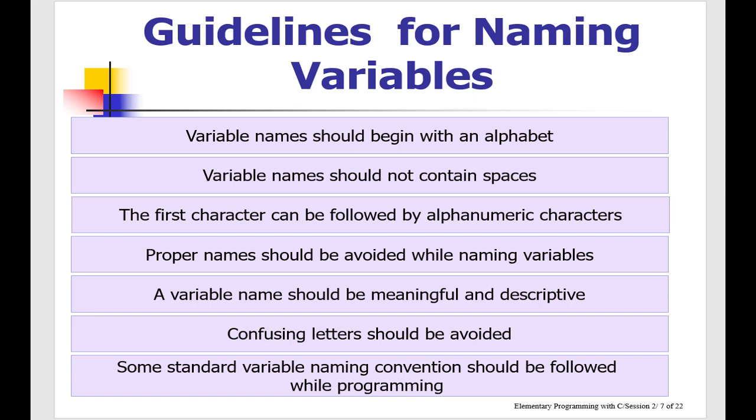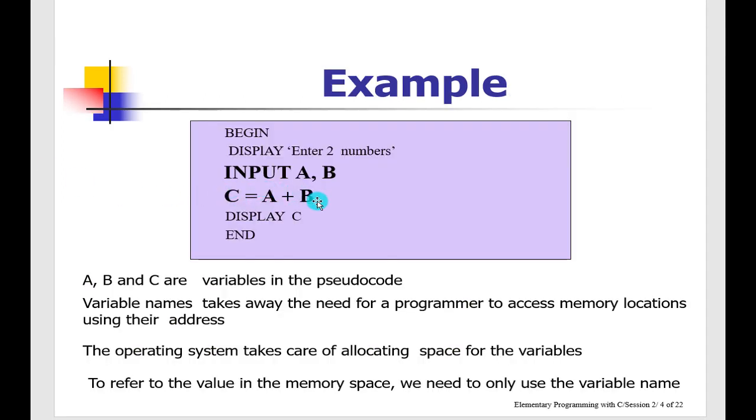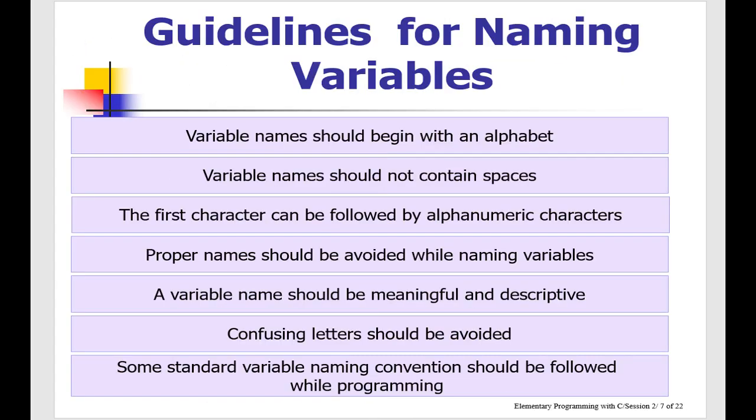That is why you remember in the previous example, I talked about milk, sugar, and something like that, okay? These are not very meaningful names, but at least they do help us to identify those memory locations. Maybe something like input, first number, second number, and sum instead of C would be more meaningful. Confusing letters should be avoided, and some standard variable naming convention should be followed while programming.